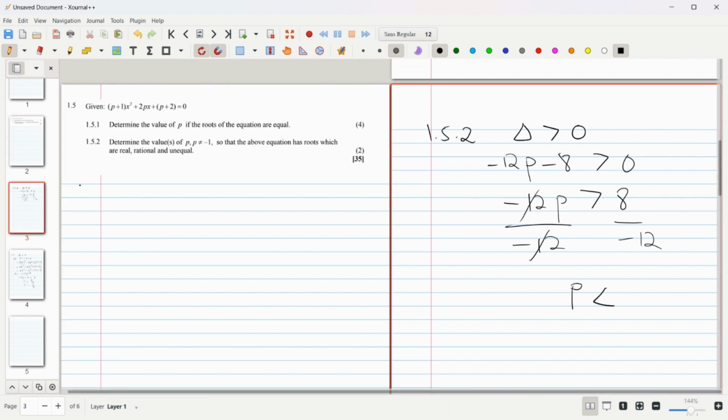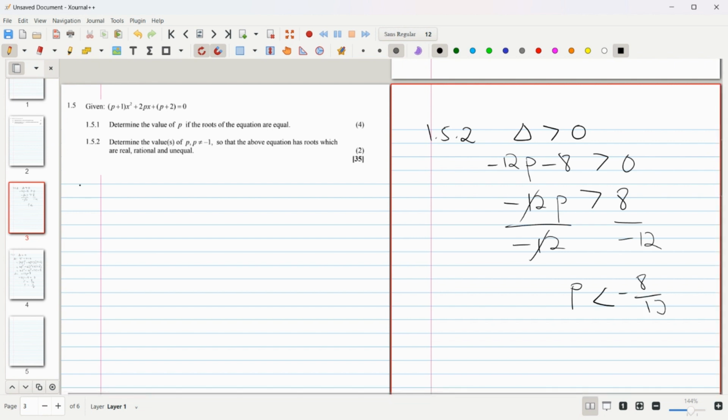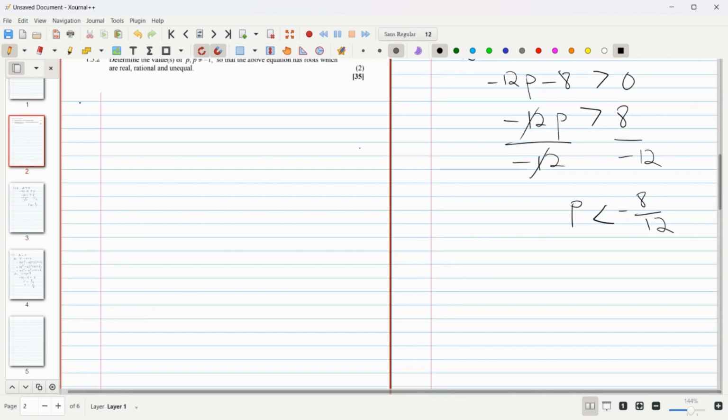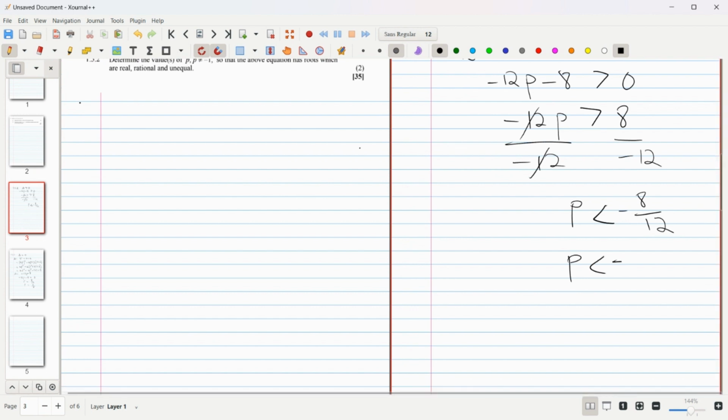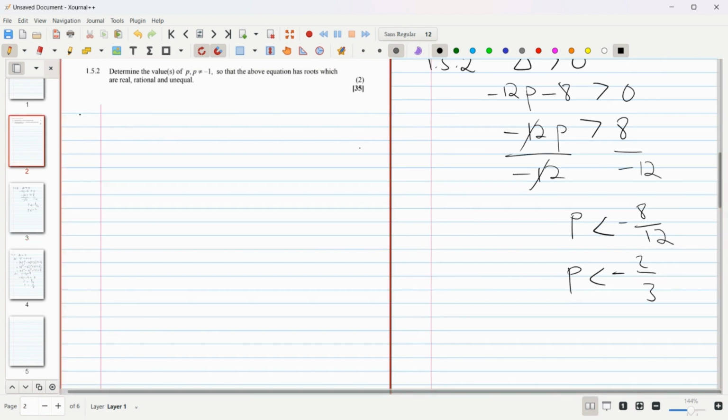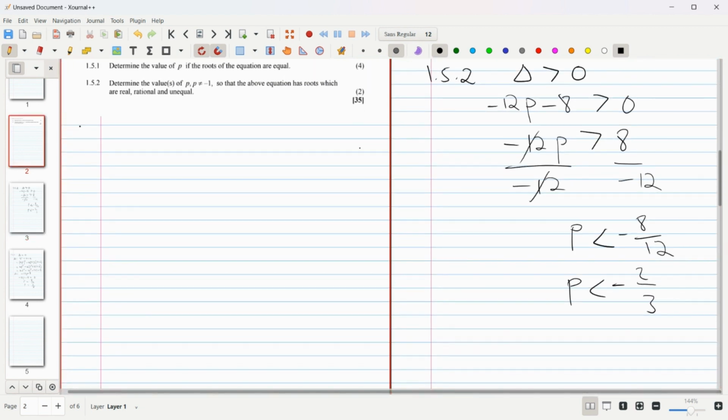So this will be our final answer. If we simplify this further, p will be less than -2 divided by 3. So that's the values for p. And we need to take note that p should not be equal to -1.